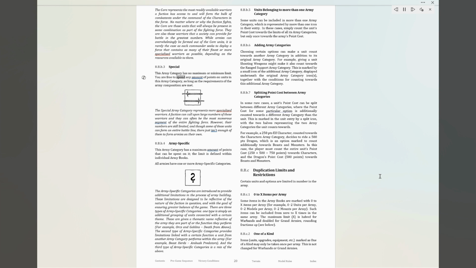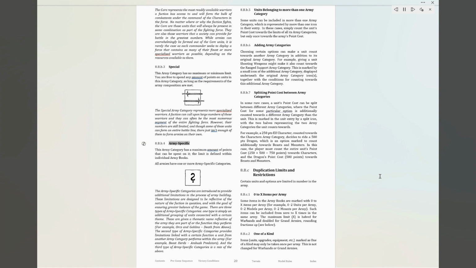You are free to spend any amount of points on units in this army category, so long as the requirements of the army composition are met. The special army category represents more specialized warriors. A faction can call upon large numbers of these warriors, and they can often be the most numerous segment of the entire fighting force. However, their numbers are still limited, and though some of these units can form an entire battle line, there just isn't enough of them to form armies on their own.